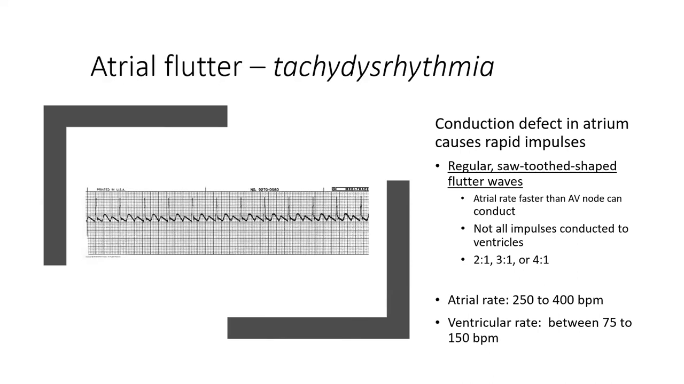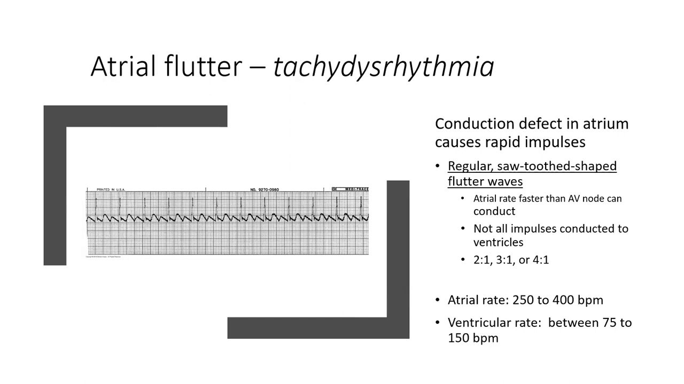So our A flutter: your ventricular rate and your arterial rate. Arterial rate ranges between 250 and 400. Ventricular rate ranges between 75 and 150 beats per minute. Arterial rhythm is regular. Ventricular rhythm is usually regular. QRS shape and duration is usually normal, but may be abnormal.